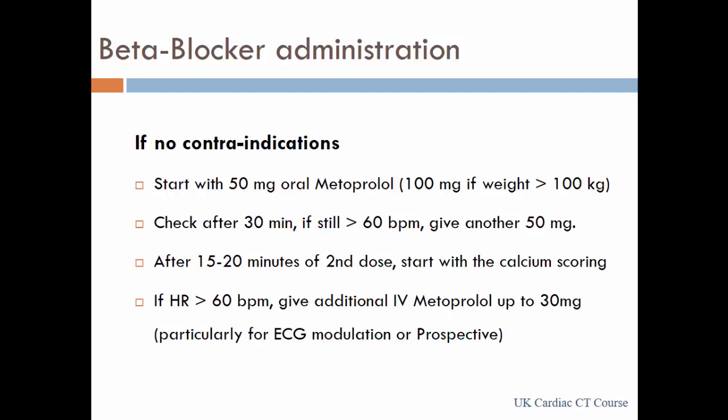If it is still more than 60, then I give them another 50 milligrams. Then wait for 15 to 20 minutes after the second dose, and then put them on the scanner and check their heart rate again. Do the calcium scoring, check the heart rate again. If it is fine, if it has come down to 60, then do the scan. If it is still more than 60 or 65, then you give them a top up with IV beta blocker, up to 20 or 30 milligrams. So with this method, I would not have to do anything. Intravenous will be required only in 1 in 5 or 1 in 6 patients.